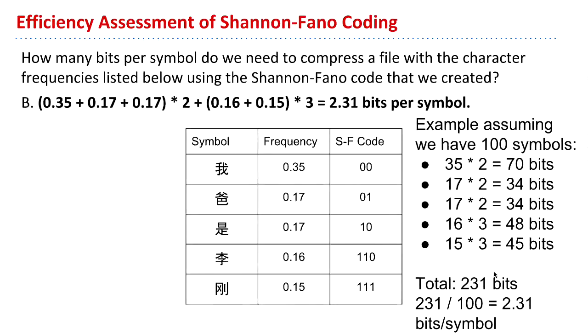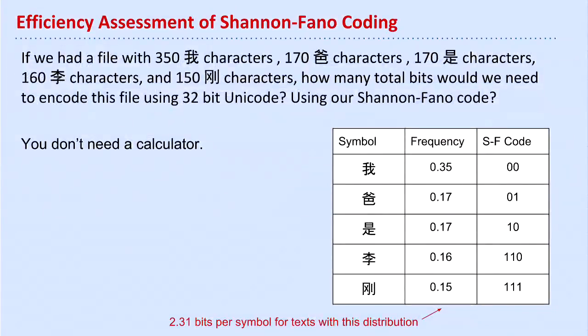That's the cost. Now, if we were using just plain old Unicode in Java, say 16-bit Unicode, well, each Unicode character is 16 bits per symbol, which would be more expensive. Okay, so I'd like you to actually put a number to that and see if that all made sense. This is your second time to try and digest this and make sure it really makes sense. If we had a file which has 350 of these, 170 of these, 170 of these, 160, 150, how many total bits will we need using 32-bit Unicode, which is the real-world standard? And how about using our code?